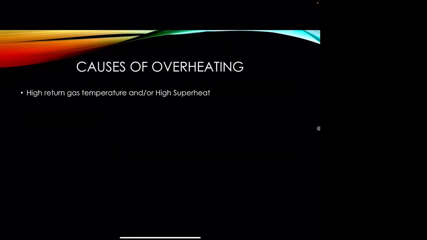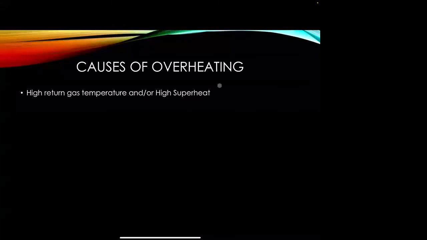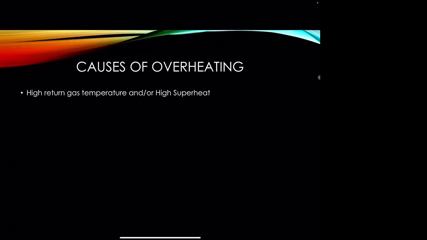Some more causes of overheating: high return gas temperature and/or high superheat. So if you have a high superheat, are you low on refrigerant or are you overcharged on refrigerant? Probably a little undercharged. So you're having high return gas temperature getting back to your compressor.